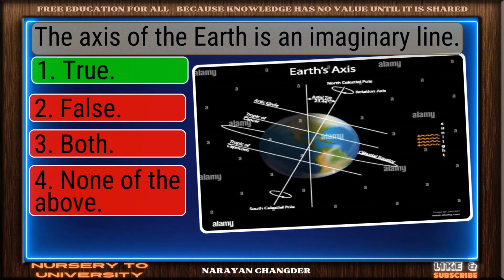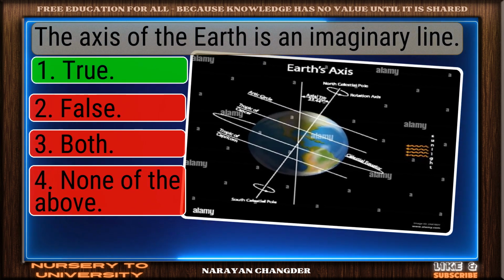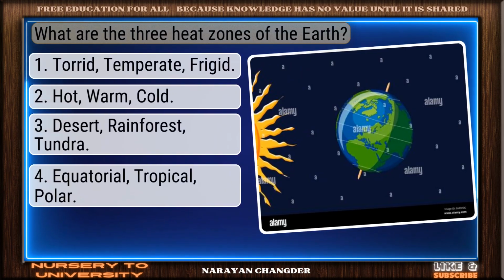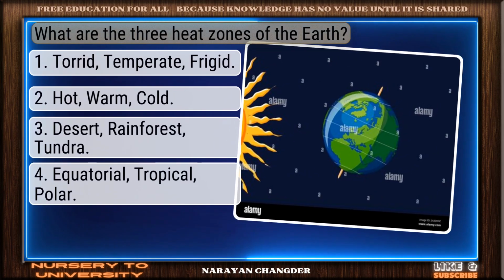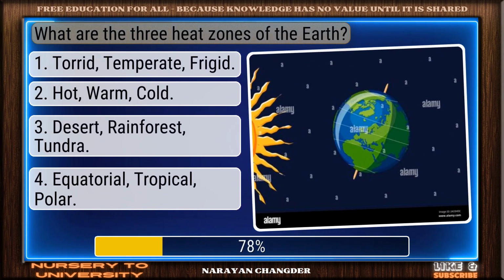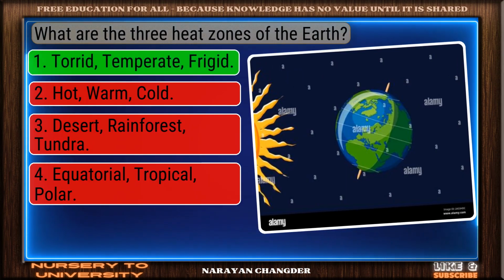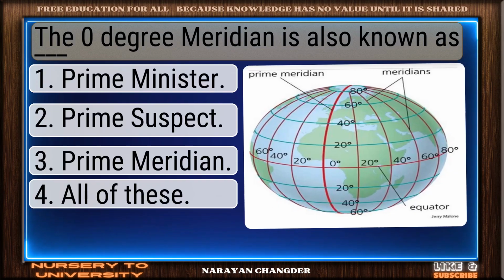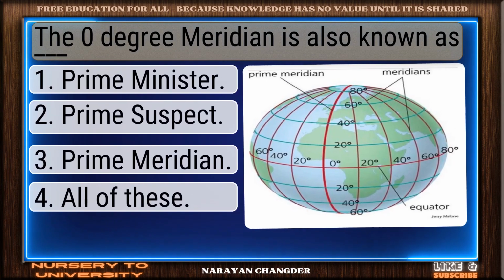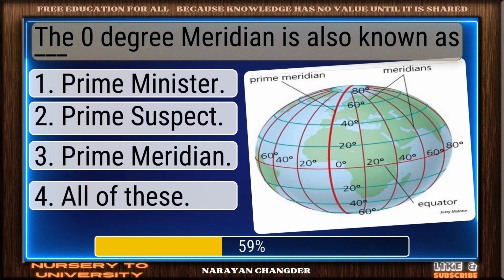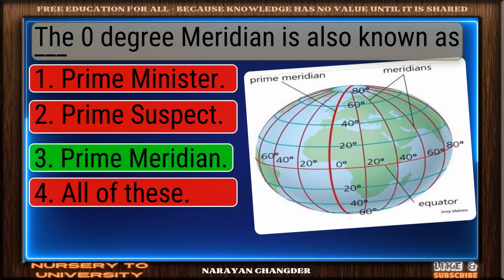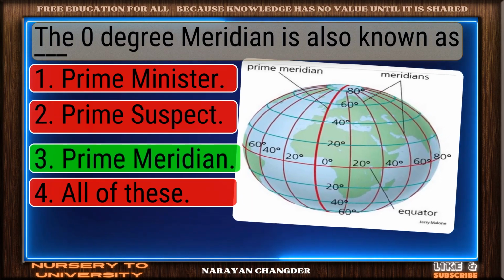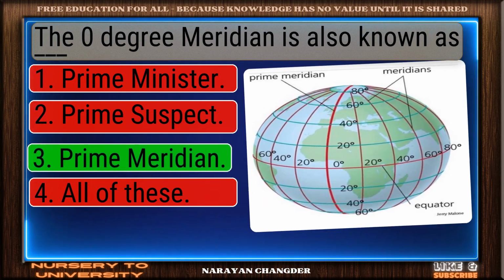Great thinking. True is the right choice. What are the 3 heat zones of the Earth? Nice selection. Torrid, temperate, frigid is the correct and valid answer. The 0-degree meridian is also known as dash. Clear logic. Your choice prime meridian is sound and 100% true.